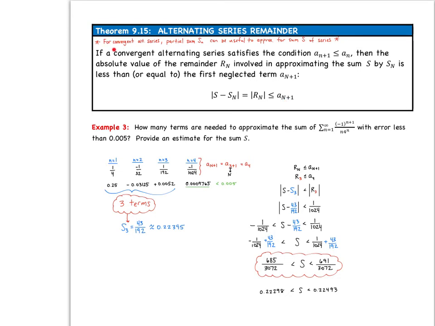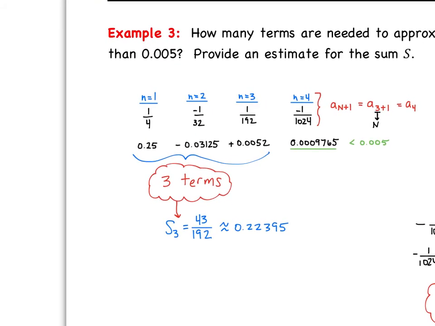Now, a little side note that I have. For convergent alternating series, this is saying the partial sum, Sn, can be useful to approximate the overall sum of a series. That's kind of what it's saying. If I just add up a certain amount of terms, I can use that to approximate the entire sum of the series. So let's look at this example here. How many terms are needed to approximate the sum of this series with error less than 0.005? There's kind of two parts. After we figure out how many terms, then we'll provide an estimate for the overall sum using a partial sum.